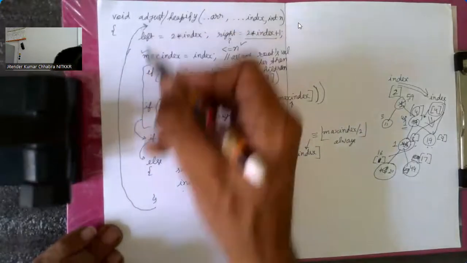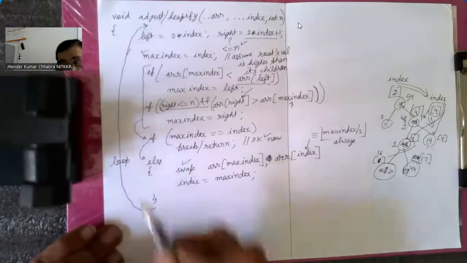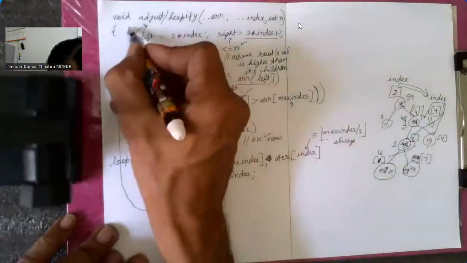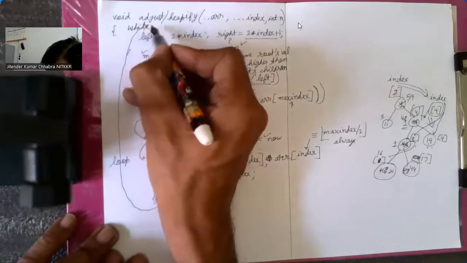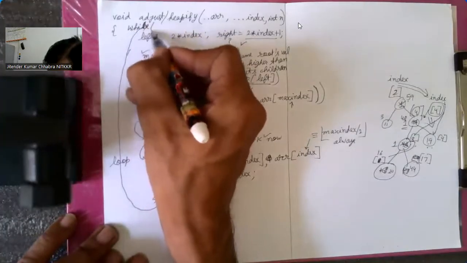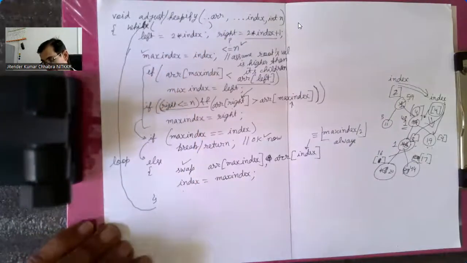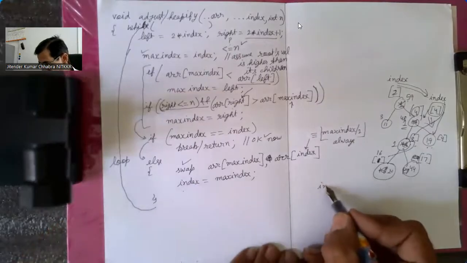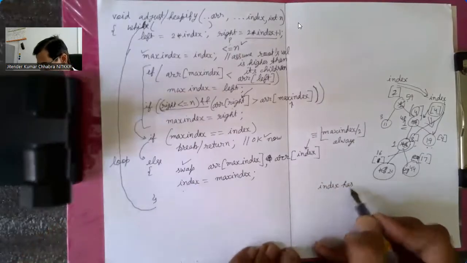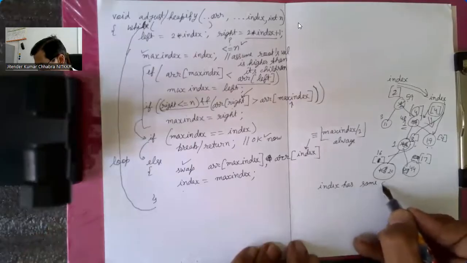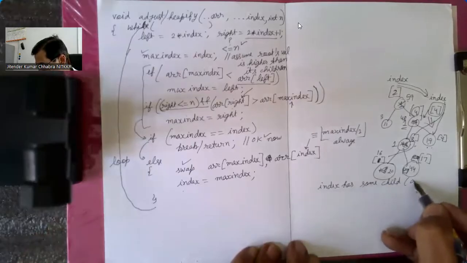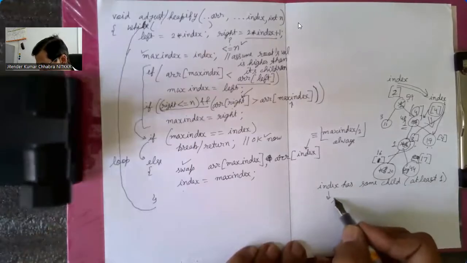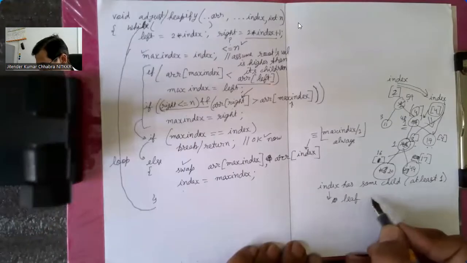So effectively, I have to loop back. Loop for now, what should be the condition? That means I have to repeat a certain number of times. So this will be a while loop. Till what time should I continue? As long as I don't go out of reach. So if my index has some child, at least one child, only then is there worth in continuing. If index is a leaf, effectively stop.